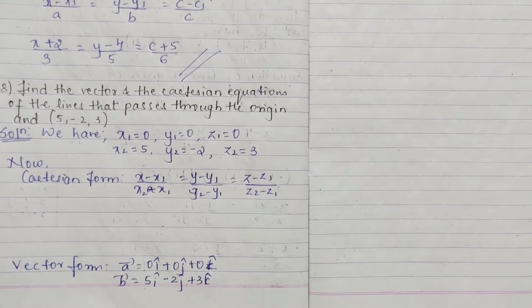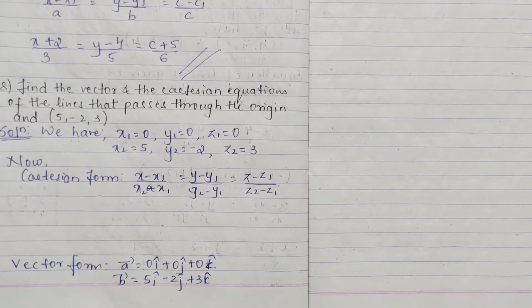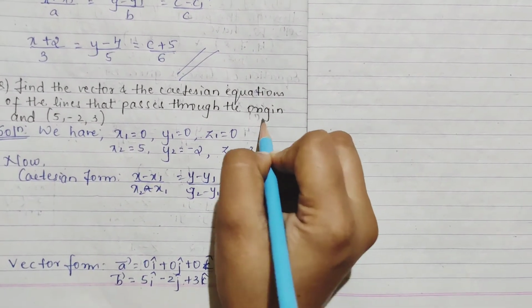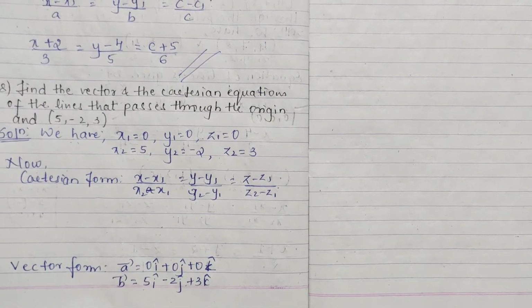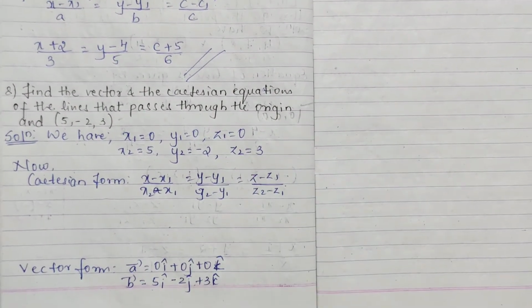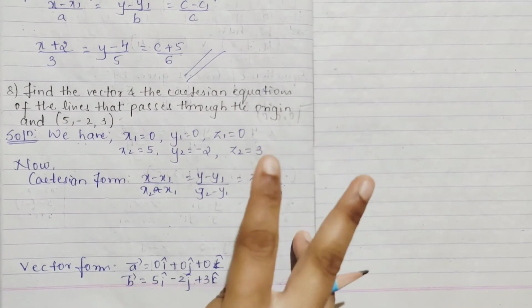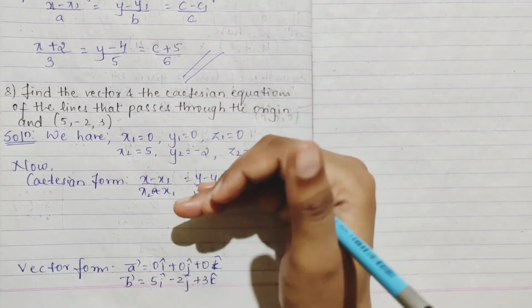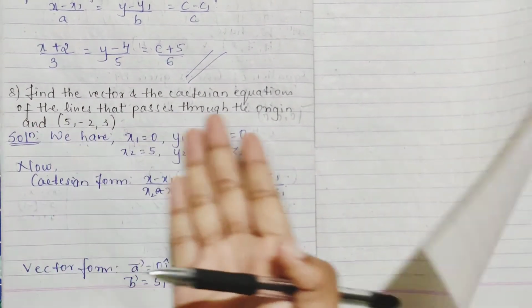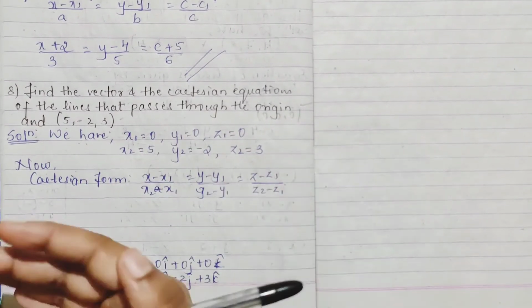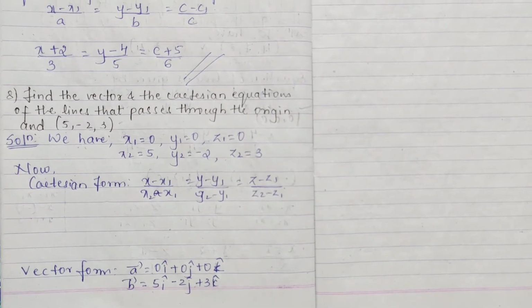Origin is what, 0, 0, 0, right? Origin means here 0, 0, 0. So this is 1 point and this is 1 point, so 2 points. So obviously what you have to use is the equation of a line passing through 2 given points. Find the Cartesian and your vector form. You know the formulas, you have your x1, y1, z1, x2, y2, z2. Fill it up, write it up, simple.